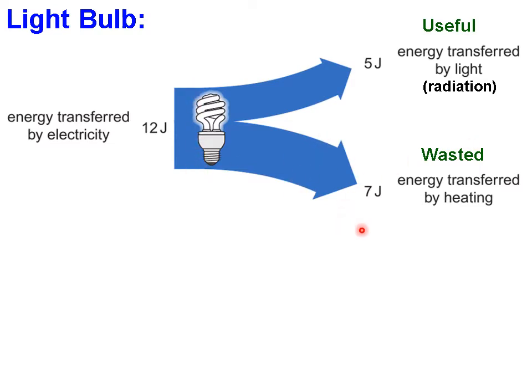So 7 joules of energy wasted by heating. The width of this arrow for 7 joules should be slightly bigger than the width of the 5 joule arrow, and these two, 5 and 7, should add up to 12. So the width of the arrow is the important thing. It's not the length of the arrow, it's the width of the arrow that counts when you are drawing a Sankey diagram.